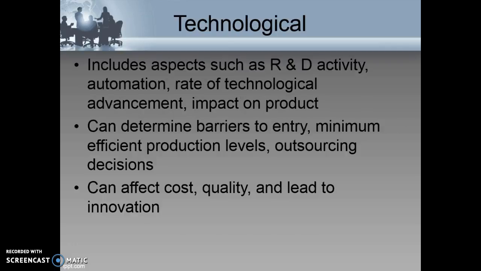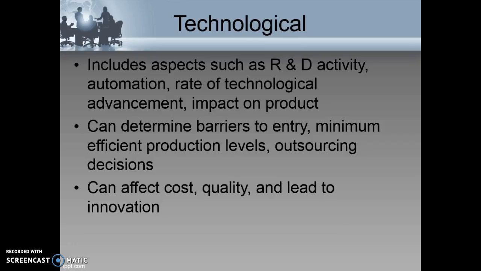The final one we have is the technological section. So this includes aspects such as research and development, automation, rate of technological advancement, and impact on the product. This can determine things like a barrier to entry, so an ability of a new company to come in. If there's a lot of technological advancement, if there's a lot of technology required in our industry, it can make it difficult for another company to come in and start competing.